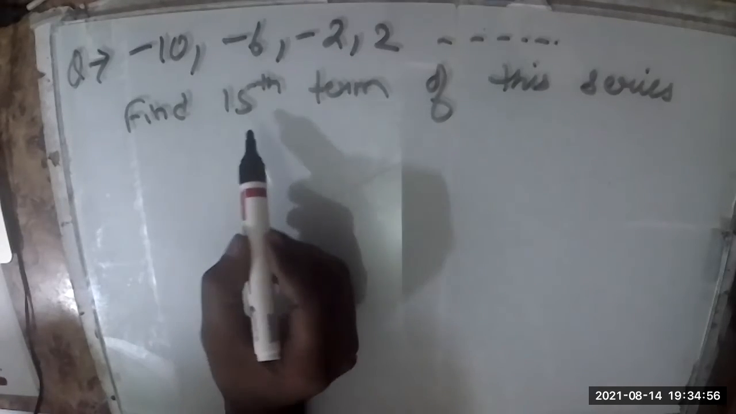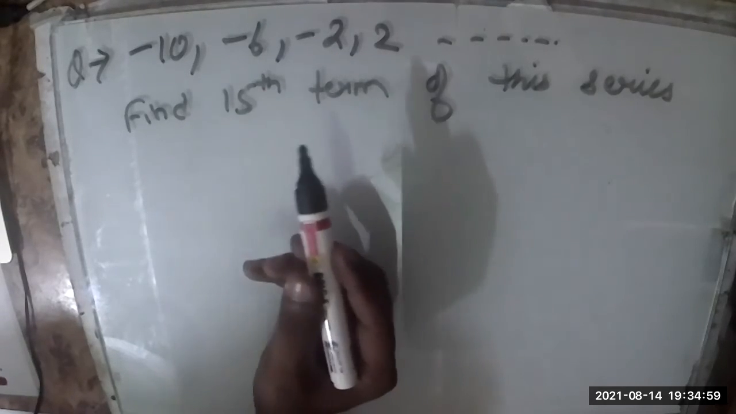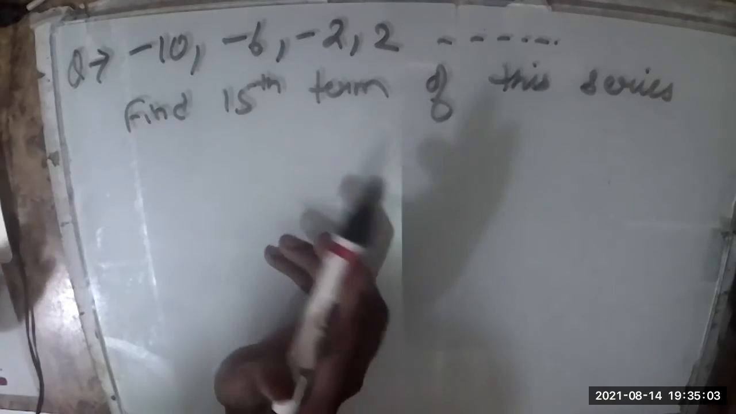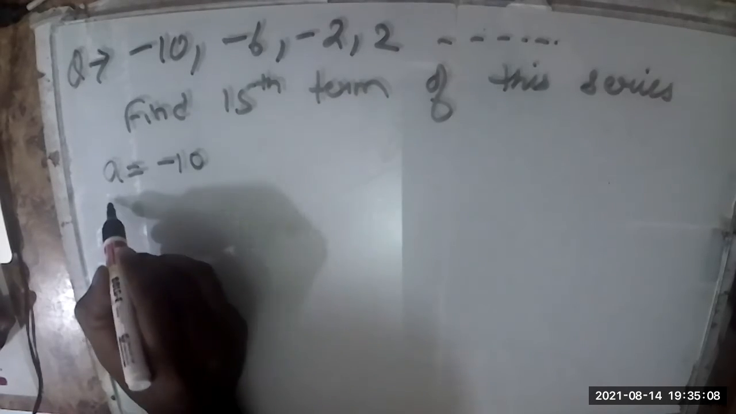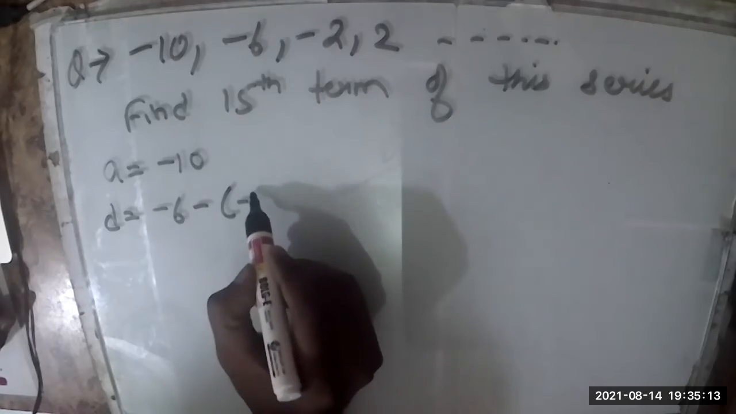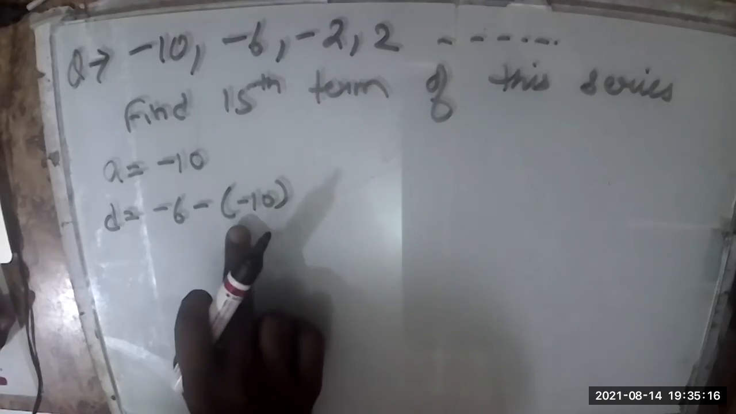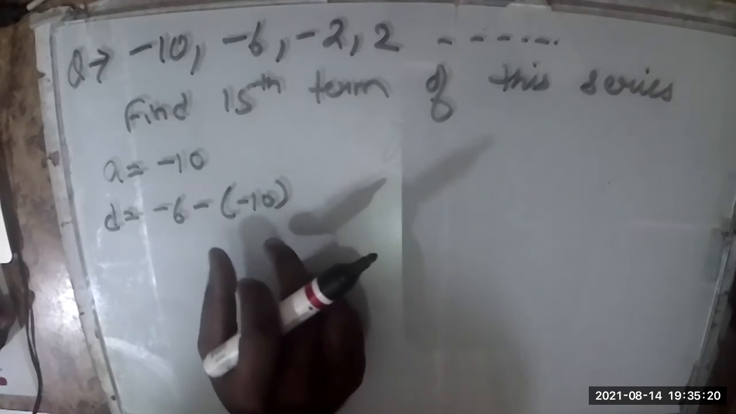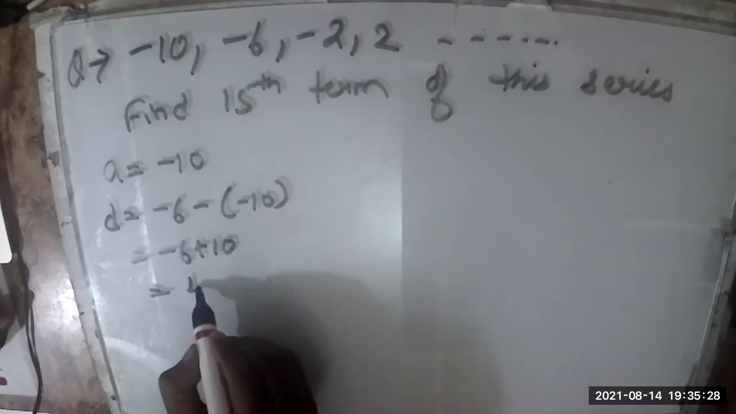So in this we have to find the 15th term of this series. Now I'll go a little bit faster because I believe you people have understood the basic concept of the AP. So here the first term is minus 10. We'll find the common difference. Common difference will be minus 6 minus minus 10. We can't write two signs together, so we'll put minus 10 in a bracket. It will be minus 6 plus 10, that is, it will be 4. So the common difference here is 4.